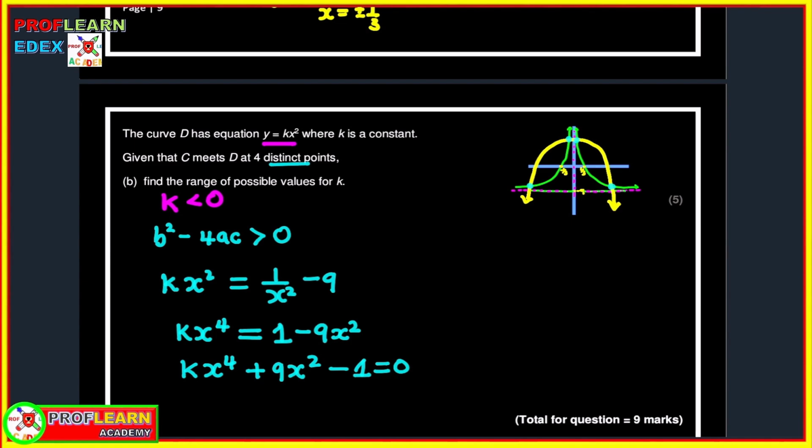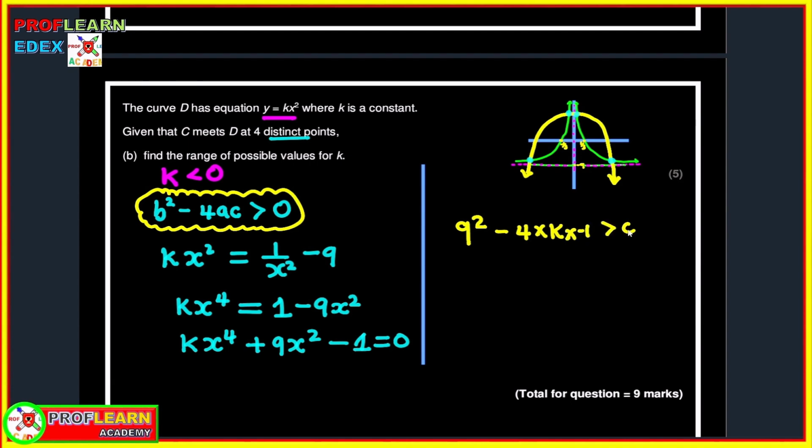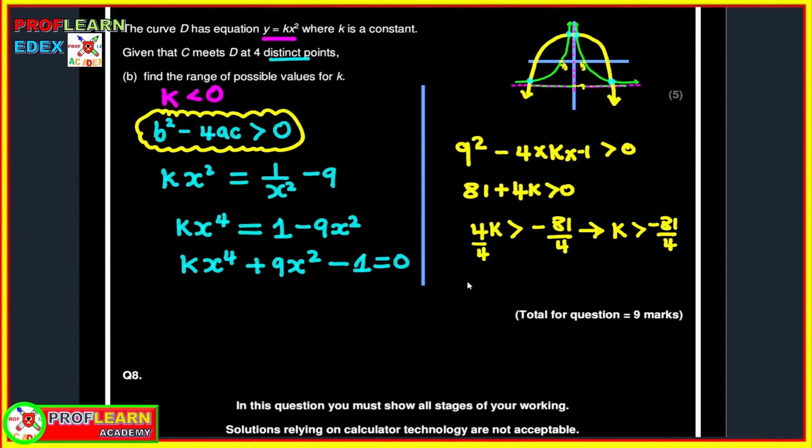Now we can just treat it as a quadratic equation, and we can find the discriminant in that case. Discriminant, how is the discriminant obtained? Discriminant is b squared minus 4ac, which is greater than 0. So putting the like terms together and taking 81 on the other side divided by 4 both sides, we're going to get k is greater than negative 81 over 4 in that way. So the range of values for k should be greater than negative 81 over 4 but less than 0.